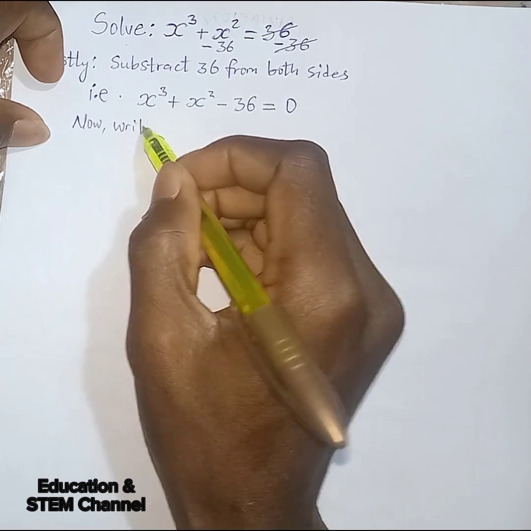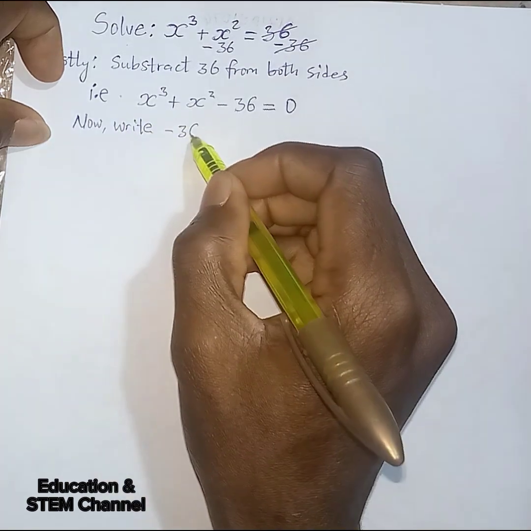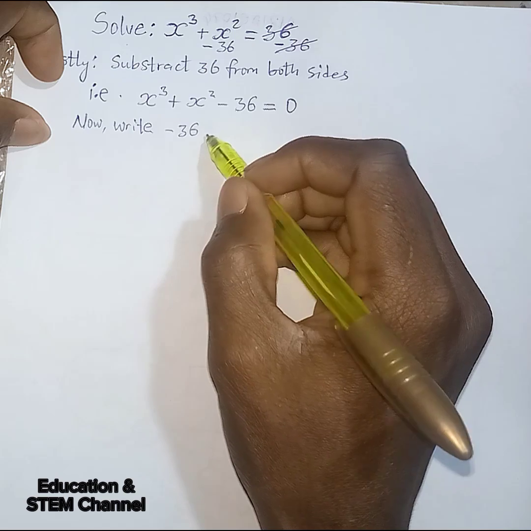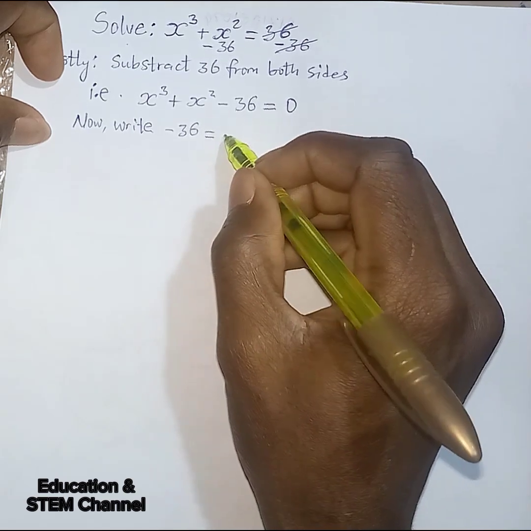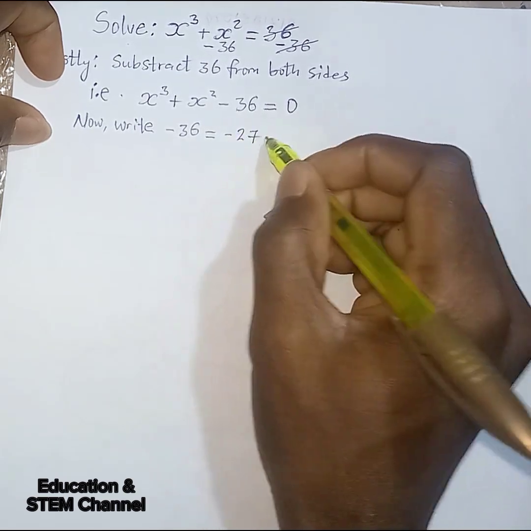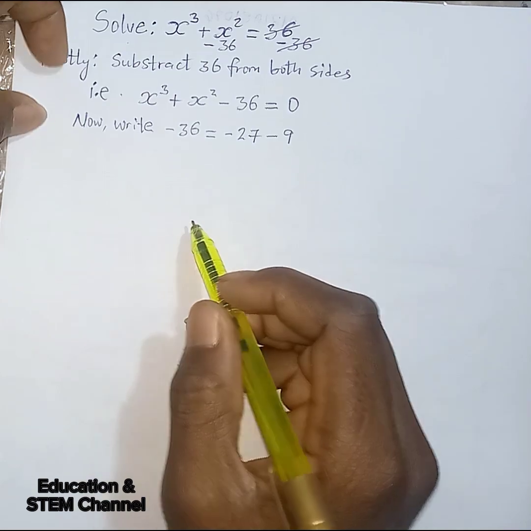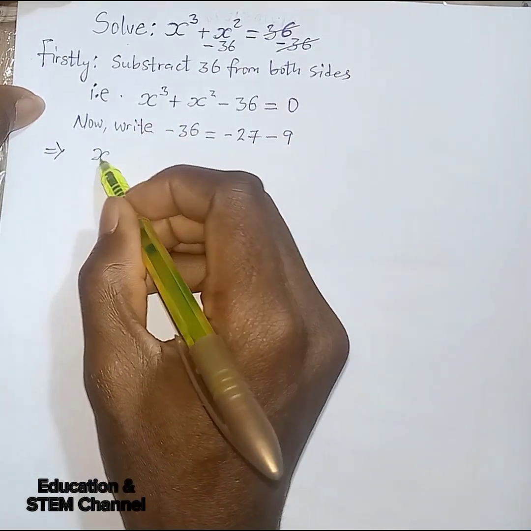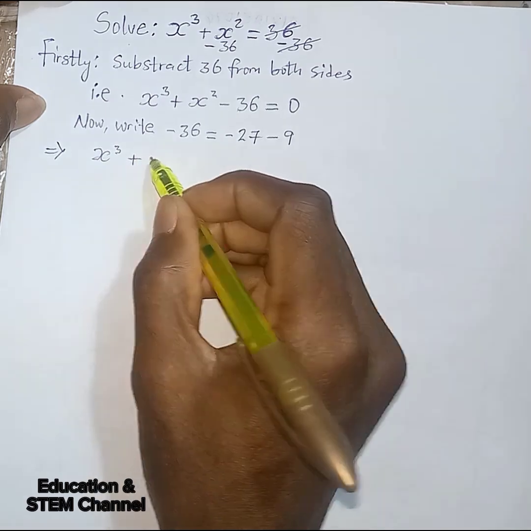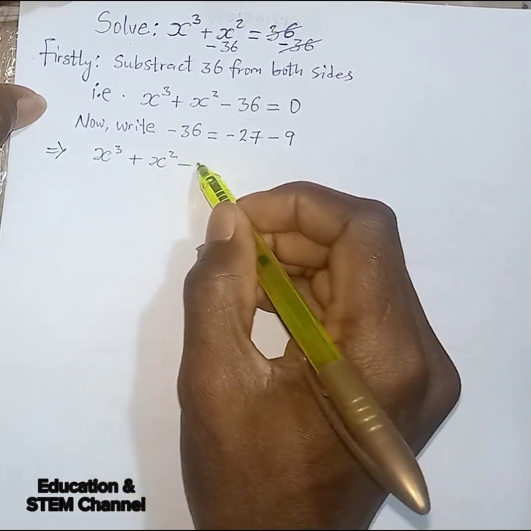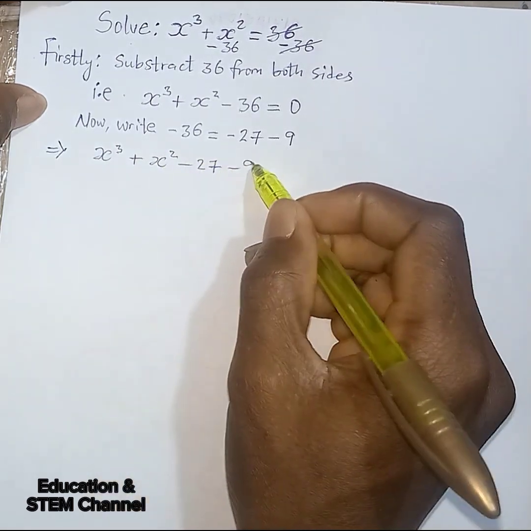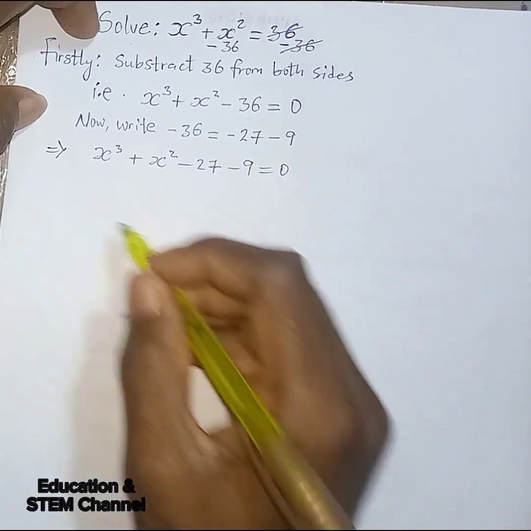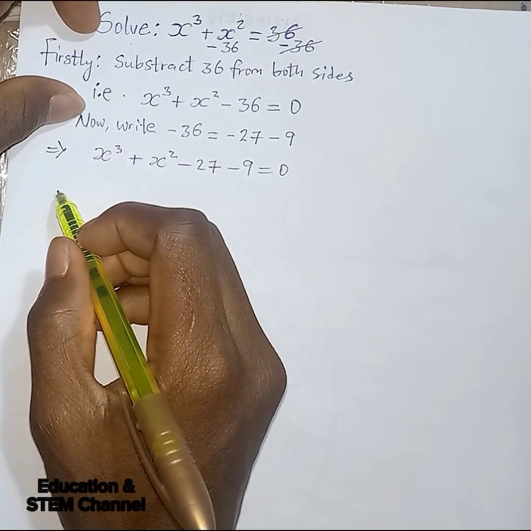Now we are going to write negative 36 as negative 27 and negative 9, because when you add negative 27 together with negative 9, you get back your negative 36. So with that being said, that is the next step we are going to take. Then we get x cubed plus x squared minus 27 minus 9 equals 0.